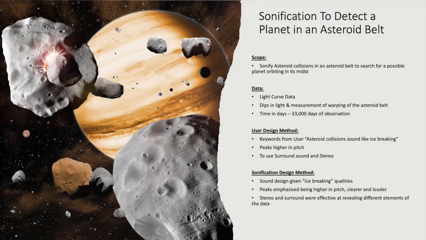In this sonification, the astronomer wanted to find out whether a planet was orbiting in the midst of an asteroid belt by sonifying asteroid collisions. Dips in light represented the various asteroids passing in front of the star. The exosolar system could be observed as having a warped asteroid belt, which is the result of asteroid collisions, which were mathematically calculated according to the warp in the belt.